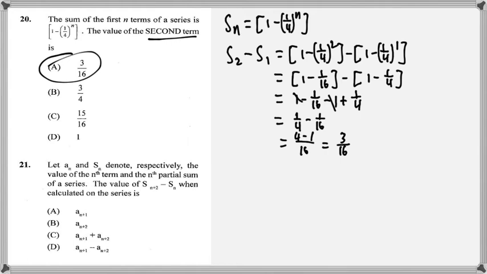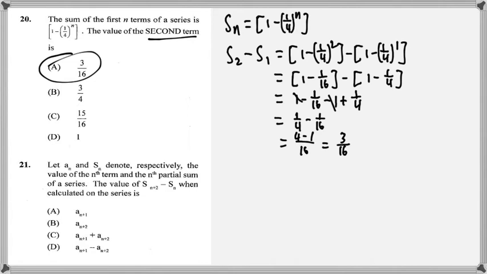So let's move on now to question 21. Let E subscript n and S subscript n denote respectively the value of the nth term and the nth partial sum of a series. They ask for the value of S subscript n plus 2 minus S subscript n when calculated on the series. So this represents the sum of the first n plus 2 terms, and this is the sum of the first n terms.